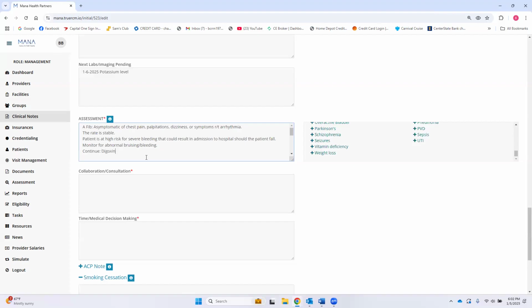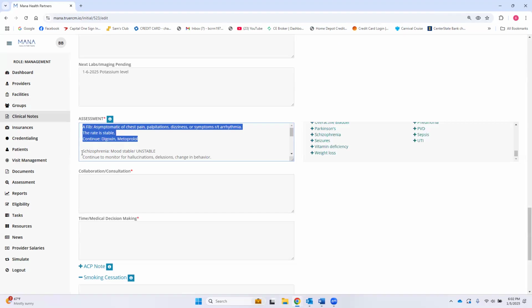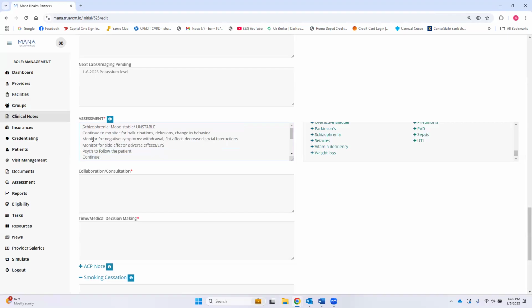If they're on digoxin or metoprolol, they would not be at risk for bleeding. This is a snippet that you must delete to make sure that it works. You cannot be monitoring for bruising and bleeding if they're on digoxin and metoprolol. So just remember, make sure you look at your snippet to make sure that it is appropriate.